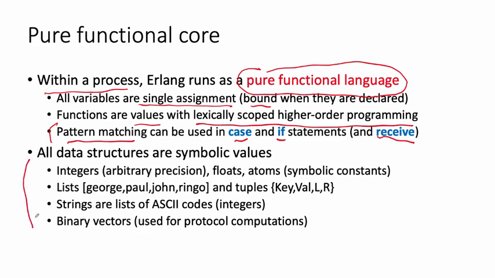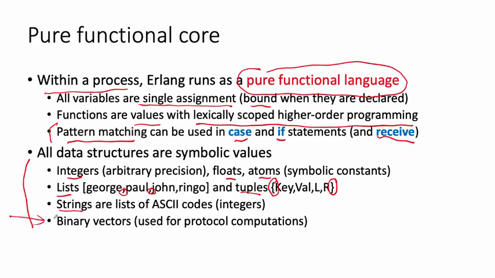All the data structures are symbolic values. So this is very similar to what we saw in the course. There are arbitrary precision integers, floats, symbolic constant atoms, lists, for example, tuples. So there's not really the notion of a record. And the tuples, you can see the tuple syntax is kind of interesting, it has braces. The lists are slightly different syntax in Oz, it has the commas. But the symbolic structures are very familiar to what we have seen in this course. Strings are lists of ASCII codes, so lists of integers.